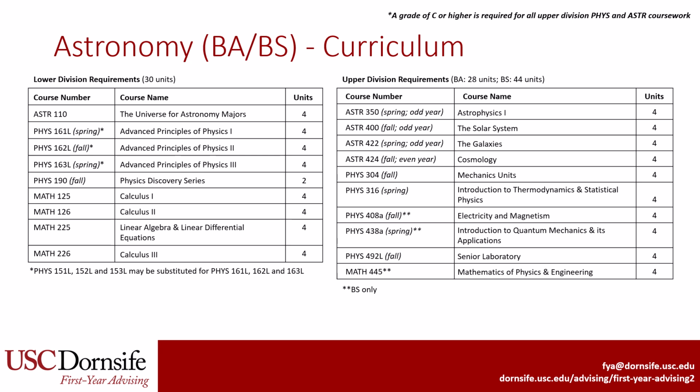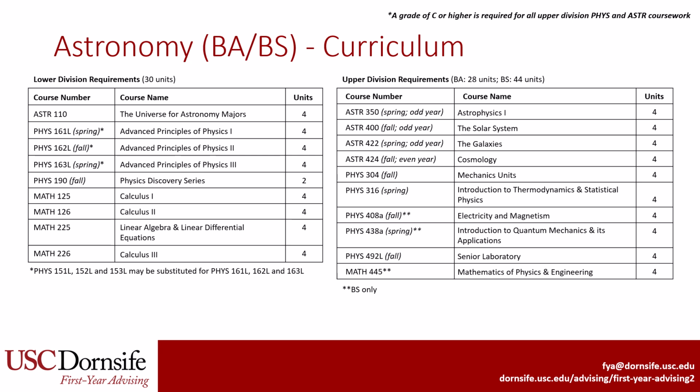Astronomy has two types of degrees, a Bachelor of Science, or BS for short, and a Bachelor of Arts, or BA for short. Both majors require Astronomy 110, 3 semesters of physics, Calculus 3, and linear algebra. For physics, students may either take the 150 or 160 series. The difference between these series is the level of math required. The 160 series requires more math and also focuses more on relativity. It is also strongly recommended that students take the 160 series over the 150 series to be better prepared in their astronomy and physics courses.